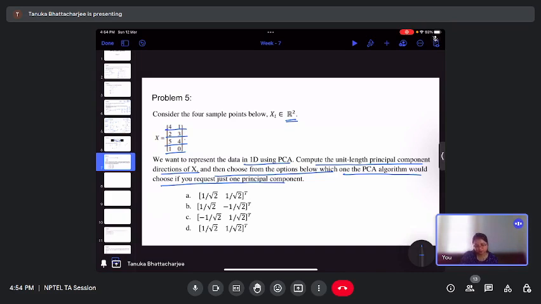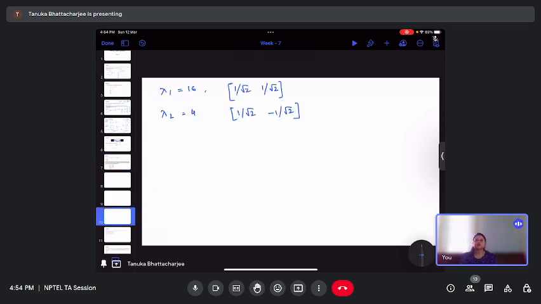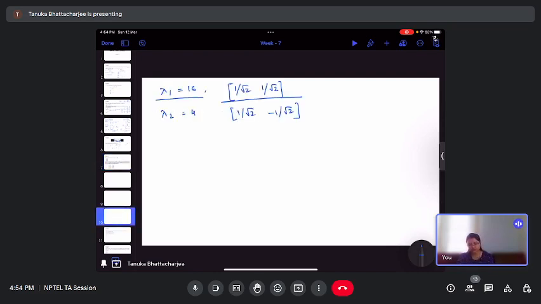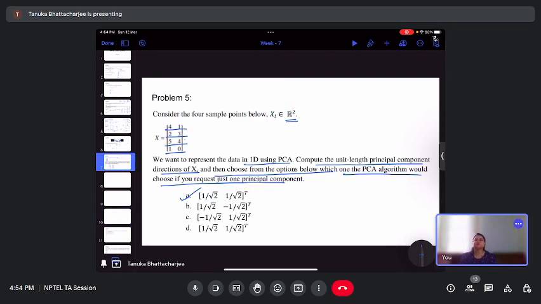So the question was, choose the option below which one the PCA algorithm would choose if you request just one principal component. So if you want to have just one principal component, we will take that vector which corresponds to the highest eigenvalue. In this case this is 16. So you will basically choose this vector as your required principal component. This is the vector that will be the principal component if you want to project this data to 1D using the PCA algorithm.